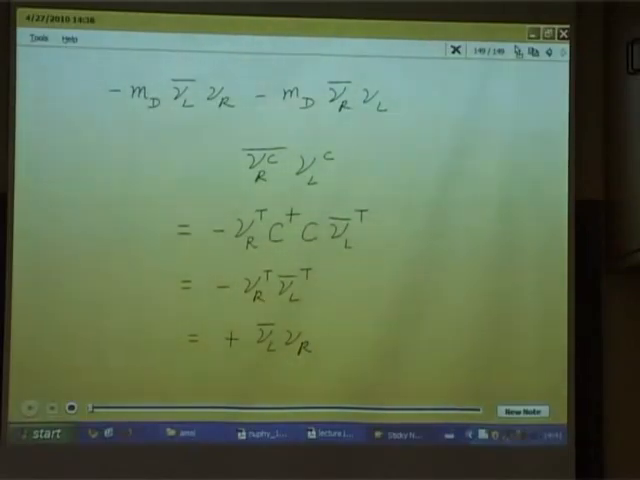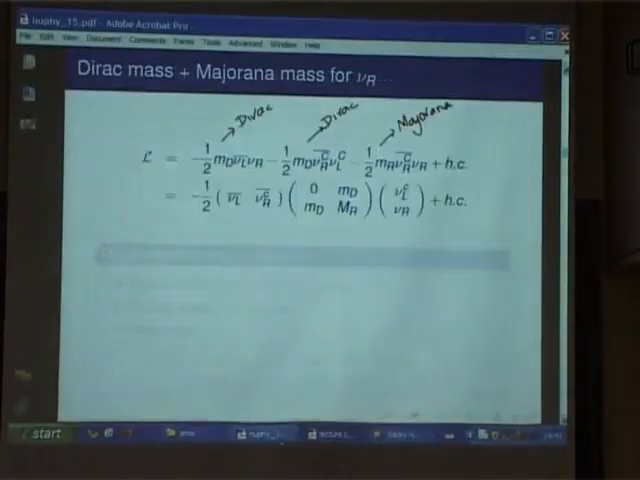So actually what I have done is I have taken minus MD mu L bar mu R, and for the sake of future convenience, I split this thing into minus half MD mu L bar mu R and minus half MD mu R C bar mu L C. So they are the same. The Dirac term is broken into two parts. My other term is the way it is. It always has a half factor because of the Majorana nature.